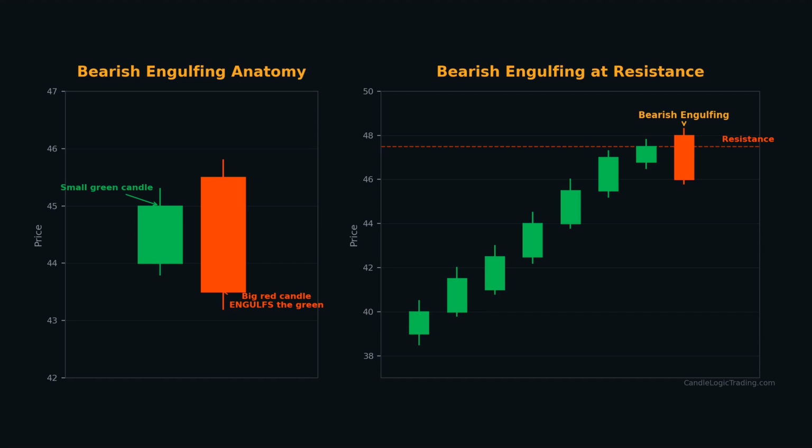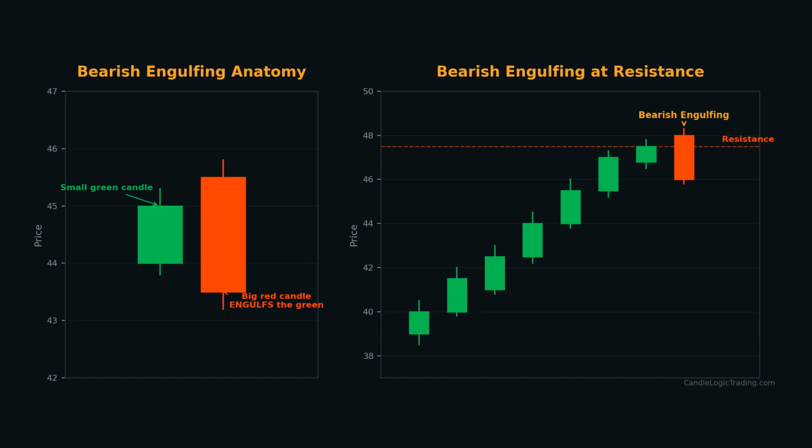It opens higher than the green candle's close, and it closes lower than the green candle's open. The entire previous day's buying has been erased in one session. Think about what that means. Sellers didn't just show up. They overwhelmed the buyers so completely that they erased an entire day of progress. That's a power shift. That's sellers saying, we're in control now.